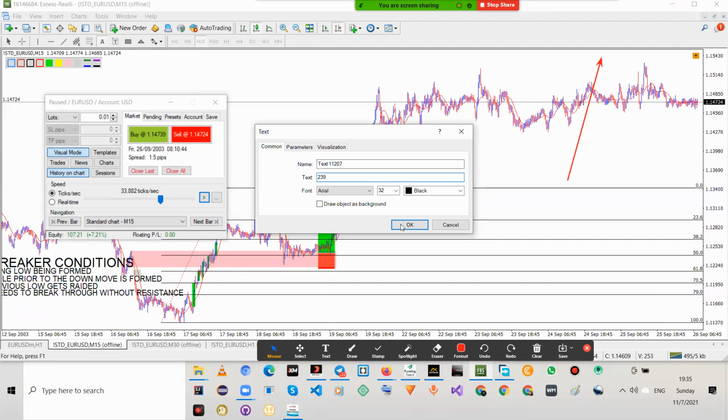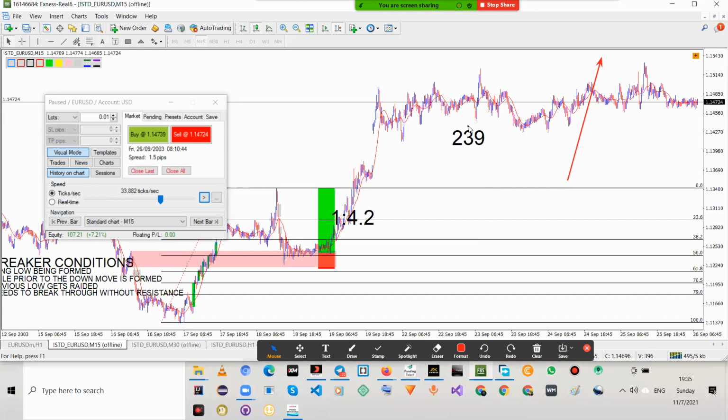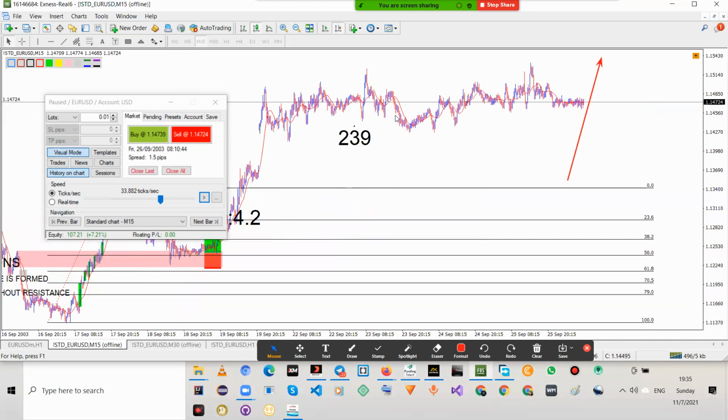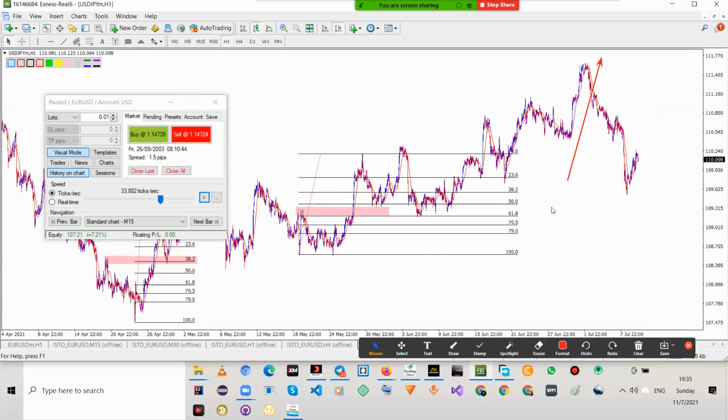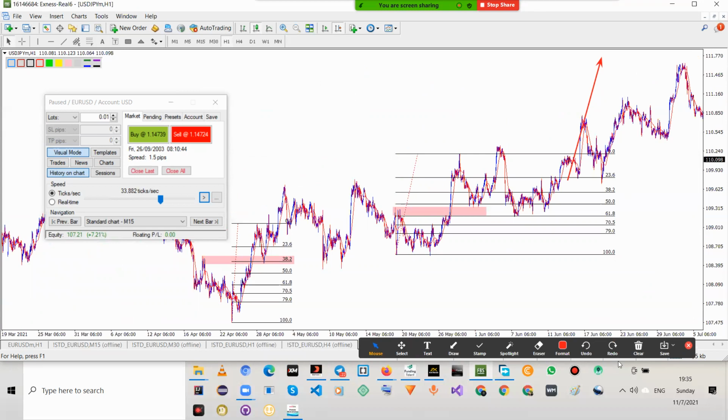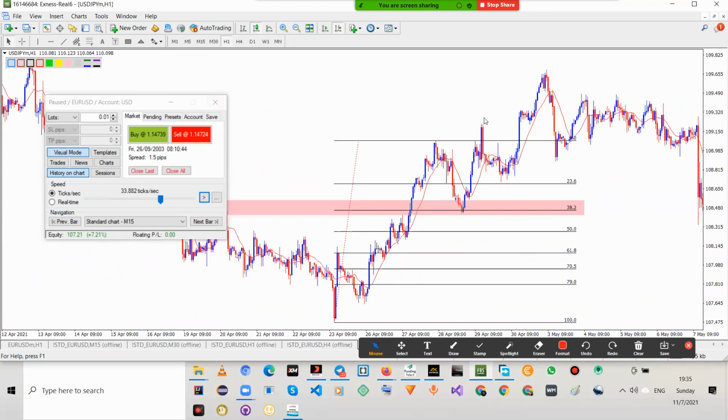As I say, market structure is king, confluence is queen, baby. So always take note of that. Let me just rush through some other breakers so that you see that this thing happens. It's not just something that I formulated.